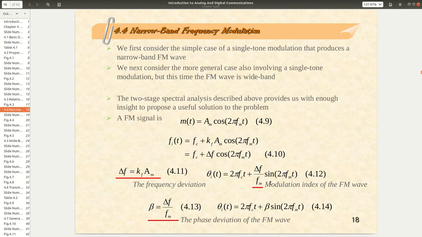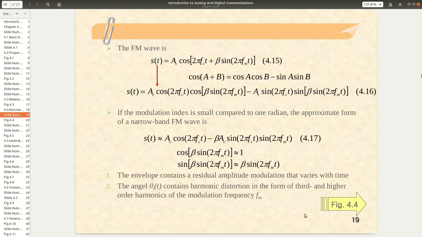So here delta f over f_m, we can name it as the phase deviation. This is the frequency deviation, this is the modulation index, this is the phase deviation. So theta i of t is equal to 2π f_c t plus beta sine 2π f_m t. I think until now everything is clear if you go through it mathematically.